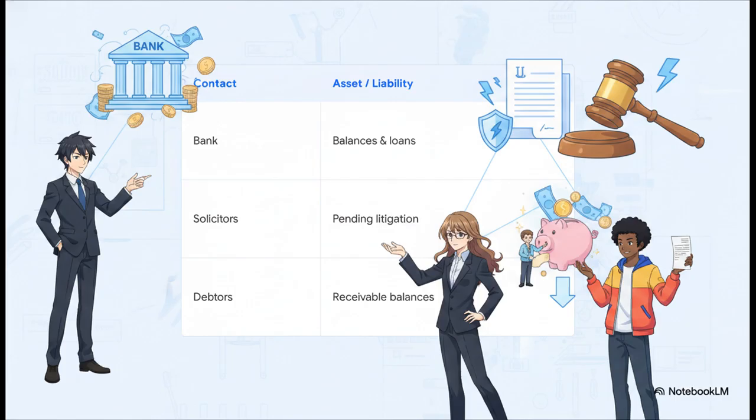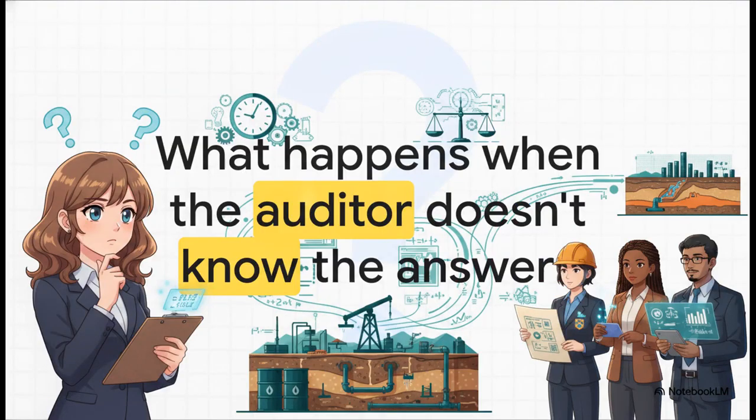And they go directly to debtors to verify accounts receivable balances. Bypassing management entirely to get this independent verification is absolutely crucial. But let me ask you this. What happens when the auditor just doesn't know the answer?